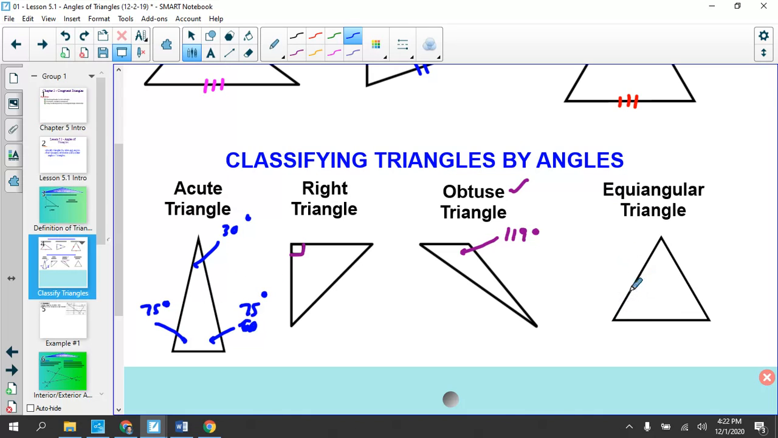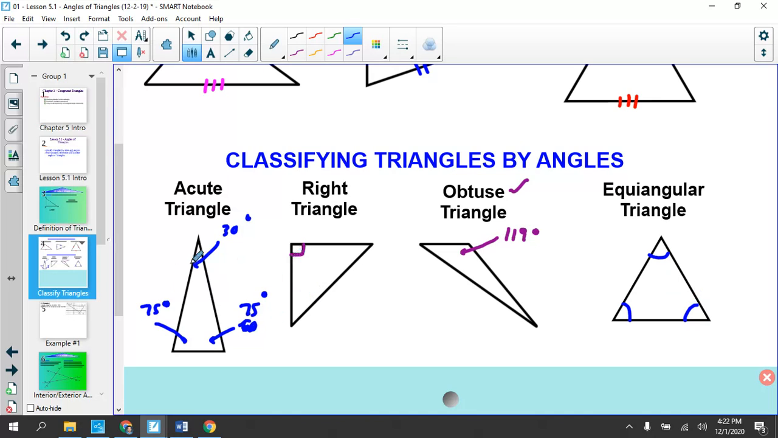Equiangular's another one that's maybe a little bit easier to mark. I can just show that this angle and this angle, using our congruent arc markings, are all congruent. Equiangular means all the angles are the same measure. So there's some different stuff going on there.